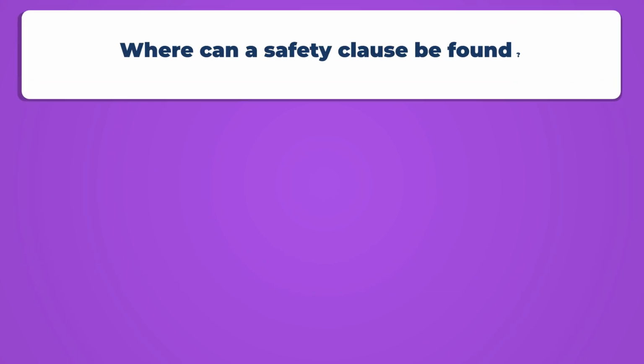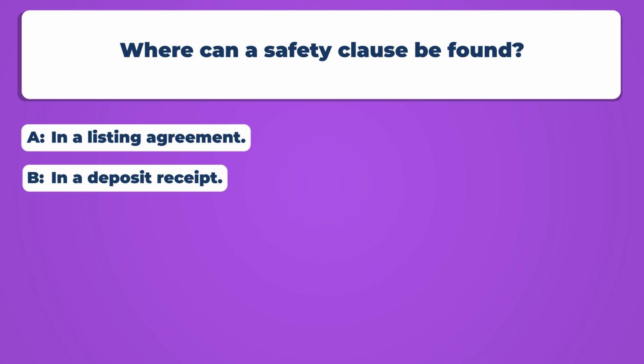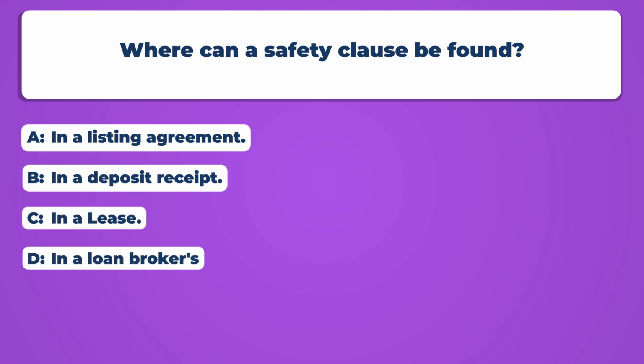Second question. Where can a safety clause be found? A. In a listing agreement. B. In a deposit receipt. C. In a lease. D. In a loan broker's statement. Can you guess the answer? A is the correct one. A safety clause in a listing agreement ensures the broker gets a commission if the property sells after the agreement ends, protecting their role in bringing the buyer to the property.